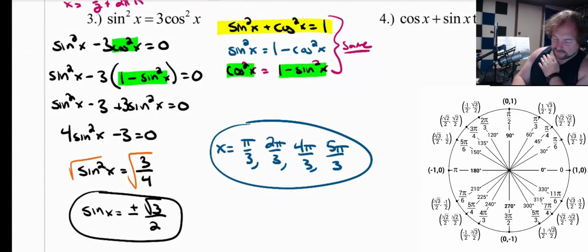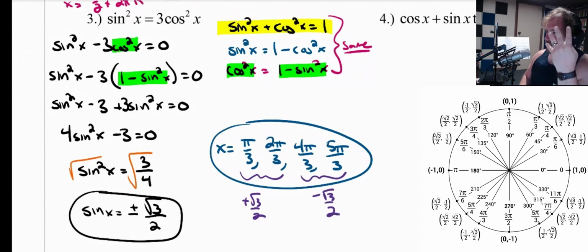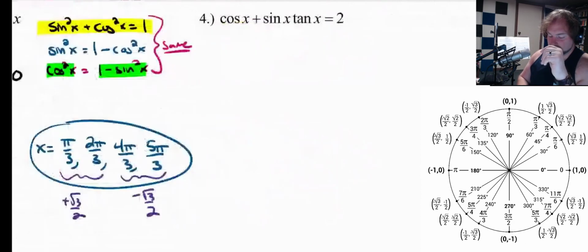There you go. Again, these 2 are positive square root of 3 over 2, and these 2 are negative square root of 3 over 2. So there are 4 answers. And there you go. You could try plugging those back into the original equation if you wanted to check it, but let's move on to this next one.